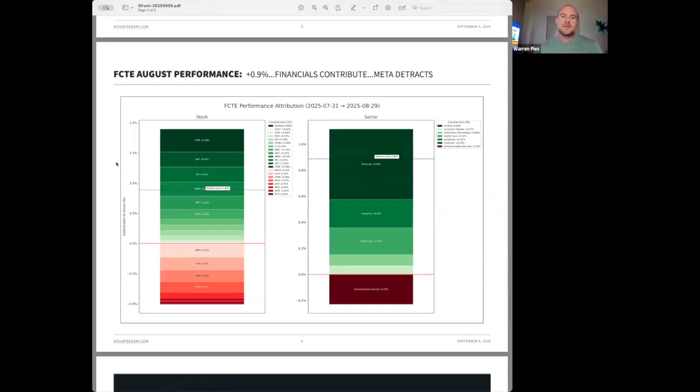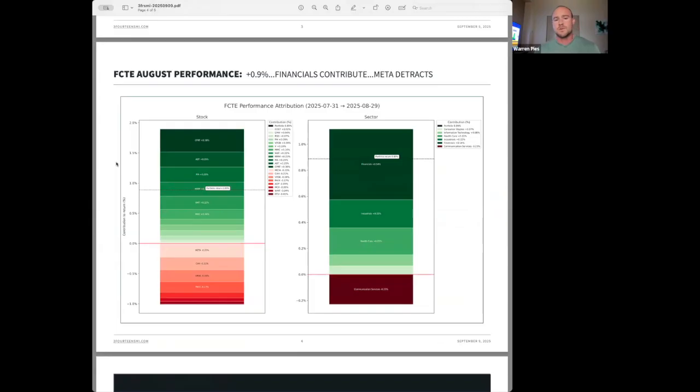FCTE, like we've said for a couple months now, there is no sugarcoating. It's been in a slump. And so let's dig into that. Plus 0.9% in the month of August. That trails the S&P 500 by 70 or so basis points over the month.